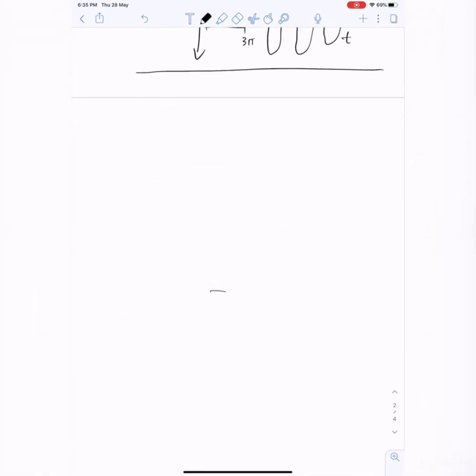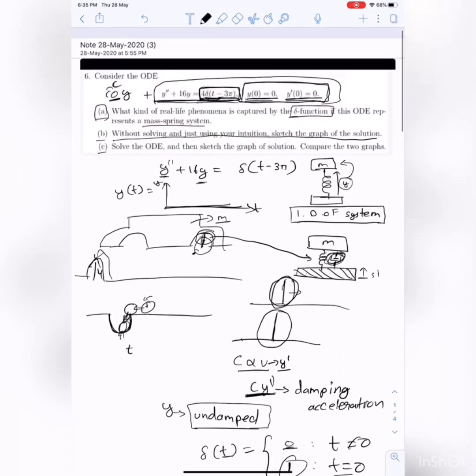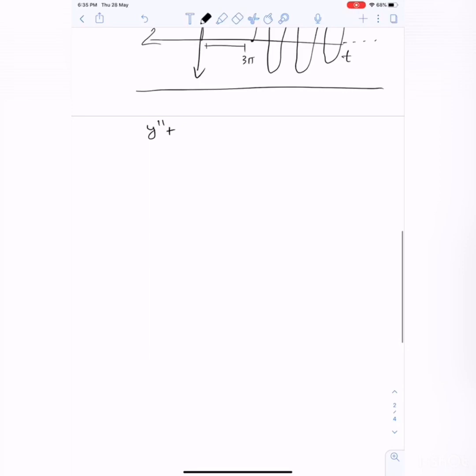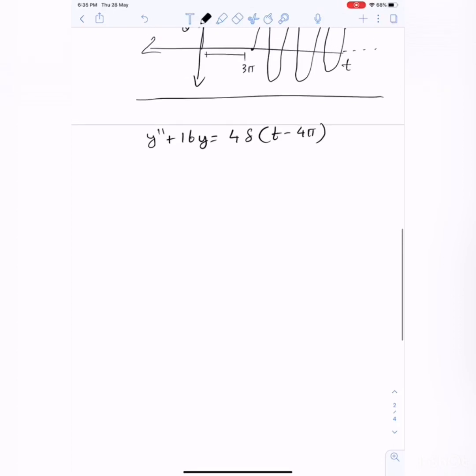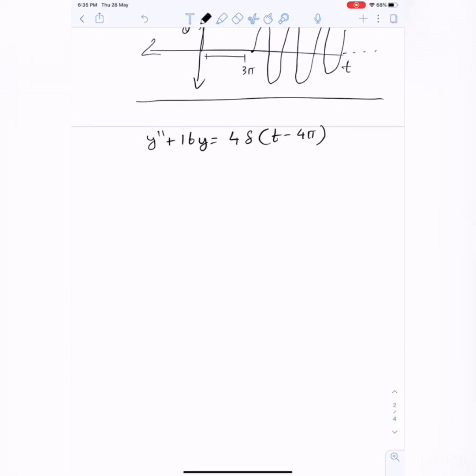Our equation is given by y double dash plus 16y equals 4 times the Dirac delta of t minus 4 pi. Let's solve this using Laplace transforms. We'll be taking the Laplace transform on either side. That would give us the Laplace transform of y double dash plus 16 times y equals the Laplace transform of 4 times the Dirac delta of t minus 4 pi. Sorry, it's t minus 3 pi.